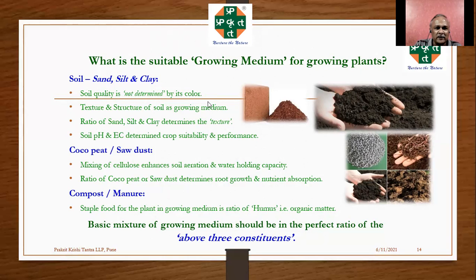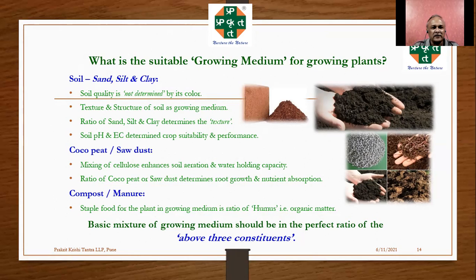Soil quality is not determined by its color. First thing we must understand: in any nursery or whichever source of information you refer to, it is generally recommended that red soil is better. No, it's not that way. The color is not important. The texture and structure of the soil is important. And when I say soil, I'm talking about the growing medium in totality, but without soil, the growing medium is incomplete. Let us understand the texture and structure of the soil. The texture is the ratio of sand, silt, and clay in soil.